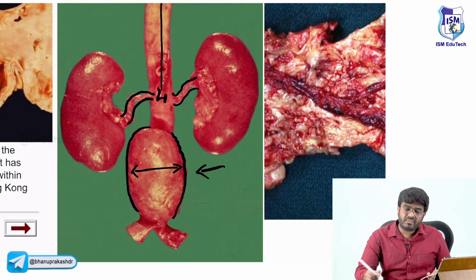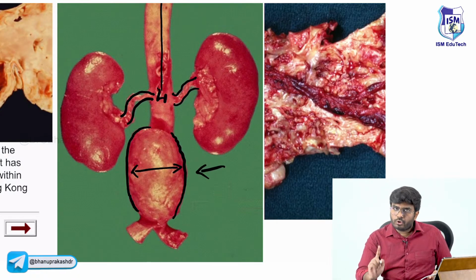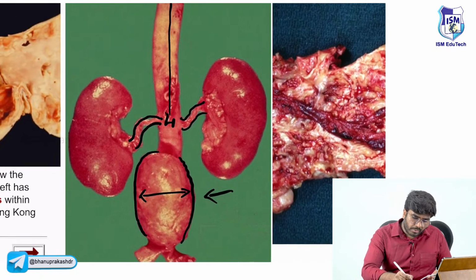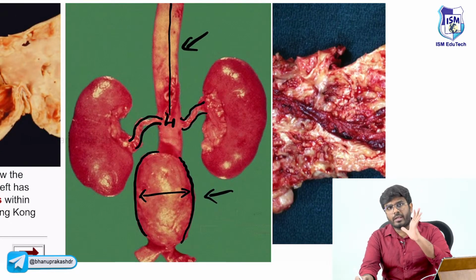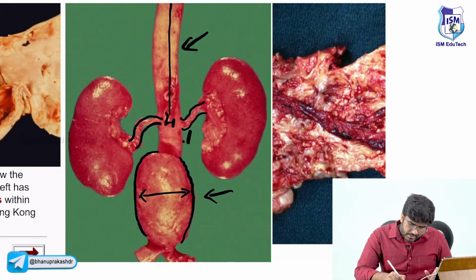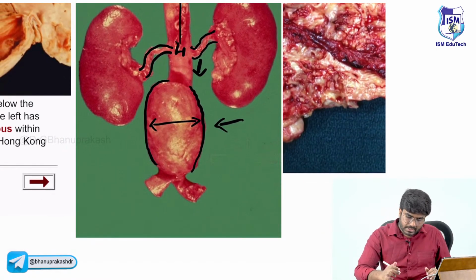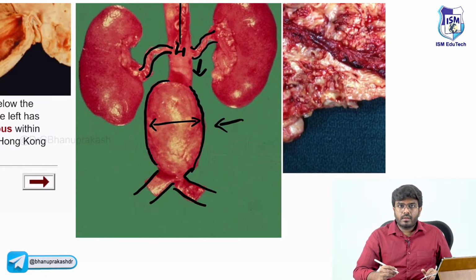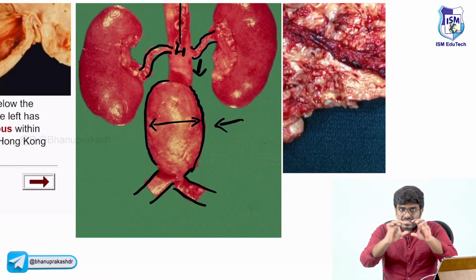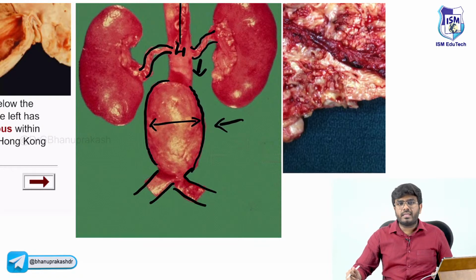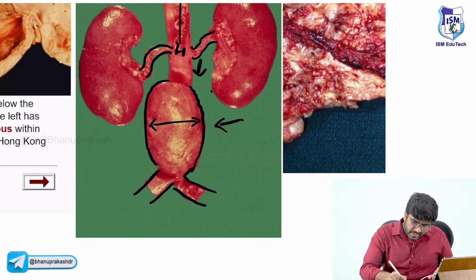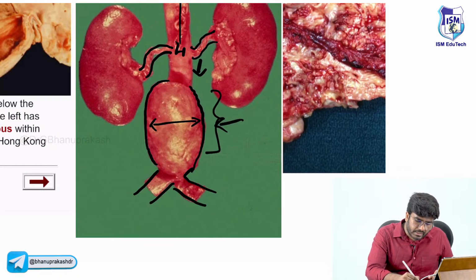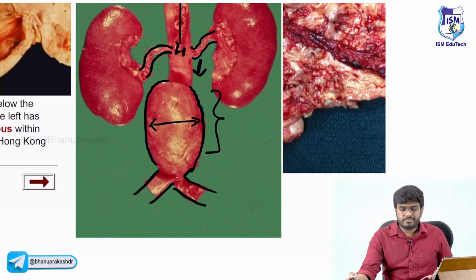So this is the most common site of atherosclerosis. The abdominal aorta is the most common site, but where exactly in the abdominal aorta? Below the renal arteries. Guys, can you tell me what this area is? The abdominal aorta is bifurcating into the common iliac arteries. So this is the most common site of atherosclerosis.